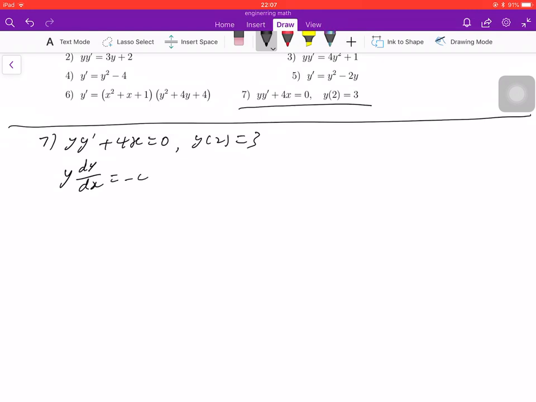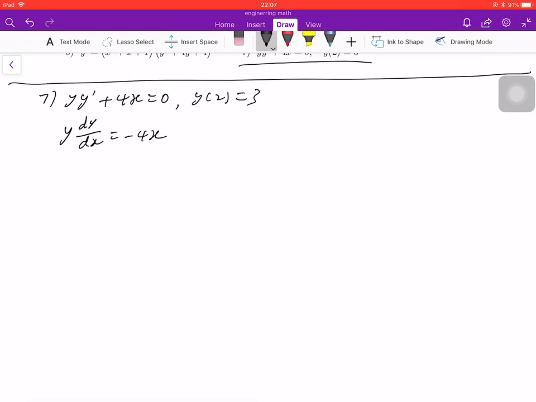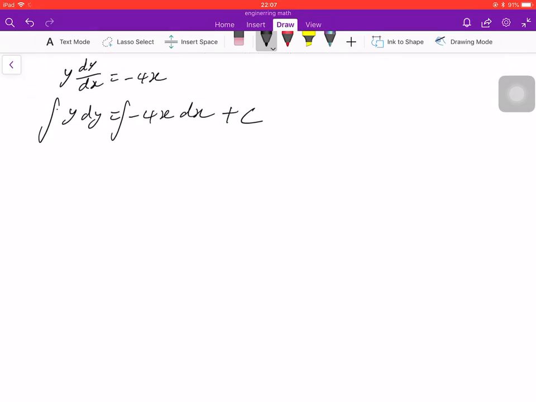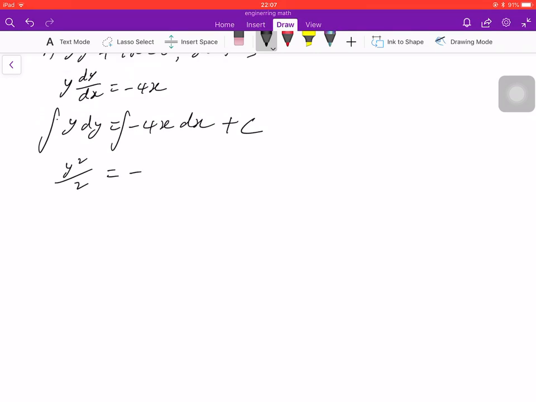hand side, we get minus 4x, right? And then we can move the dx to the right hand side, it is minus 4x dx. Then we do the integration on both sides. Okay, so integration over y, then we have y squared divided by 2, and then we have minus 4x squared divided by 2 plus c.